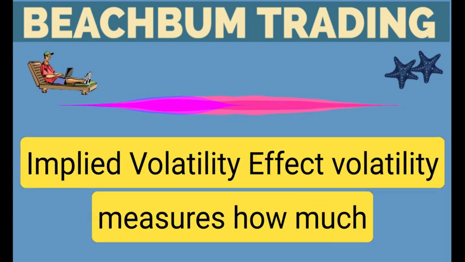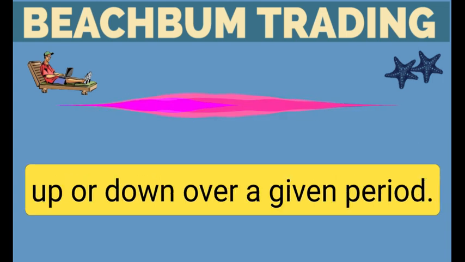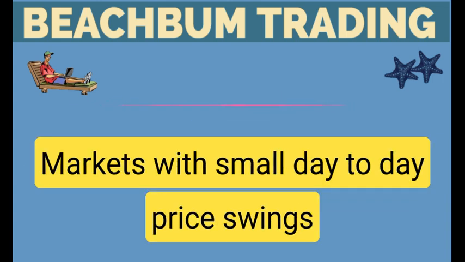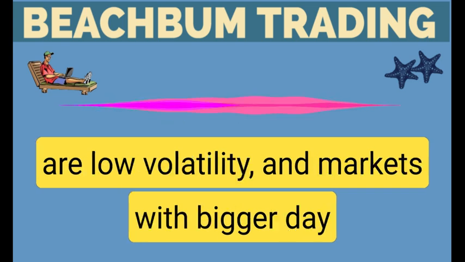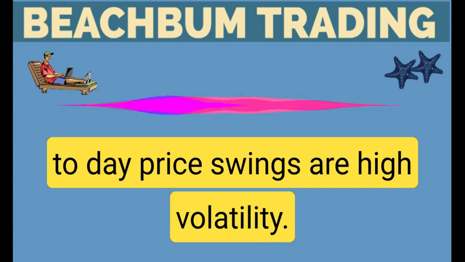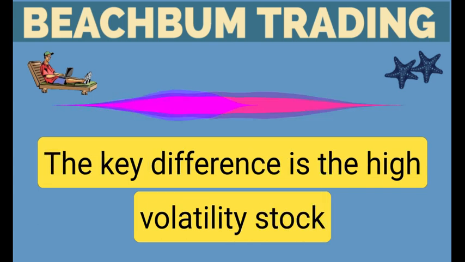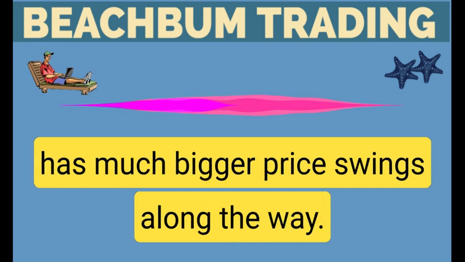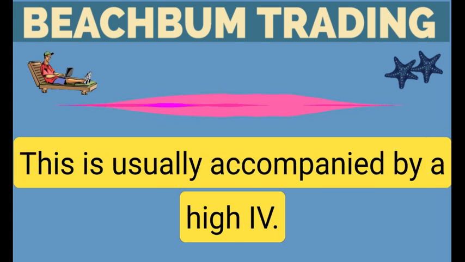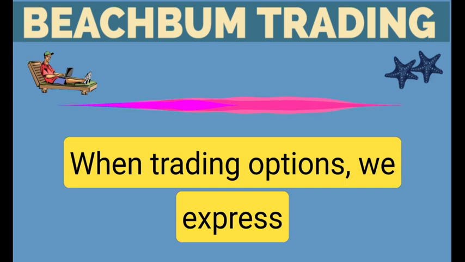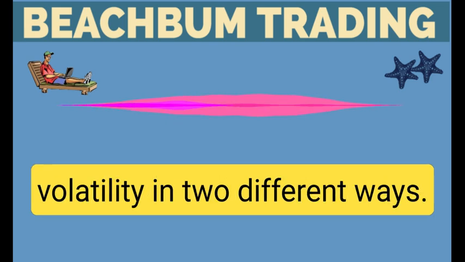Implied volatility effect. Volatility measures how much, and how fast, an asset price moves up or down over a given period. Markets with small day-to-day price swings are low volatility, and markets with bigger day-to-day price swings are high volatility. The key difference is the high volatility stock has much bigger price swings along the way. This is usually accompanied by a high IV. When trading options, we express volatility in two different ways.